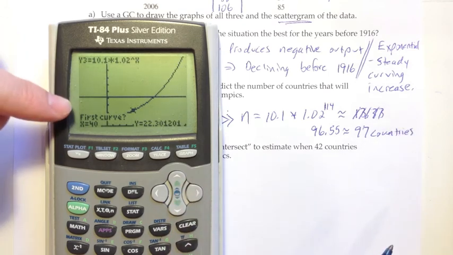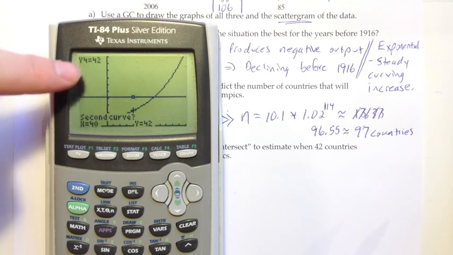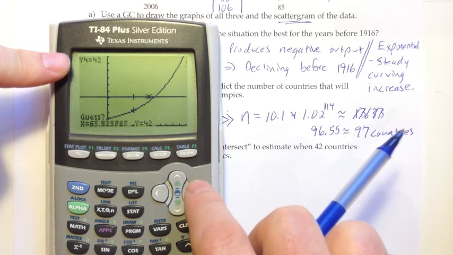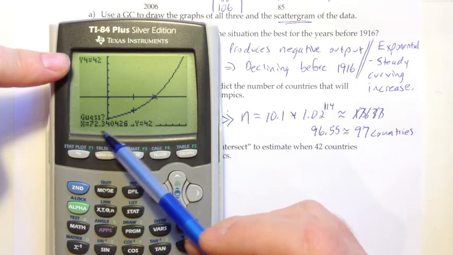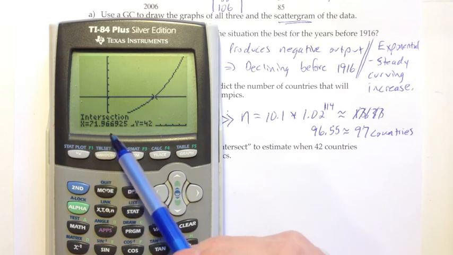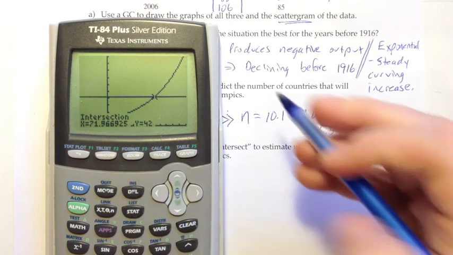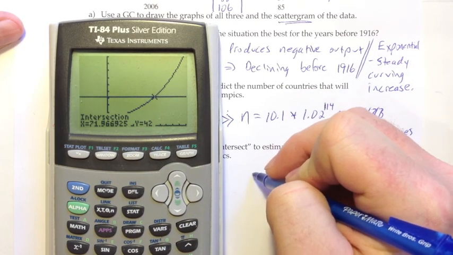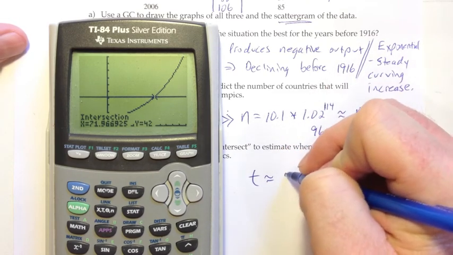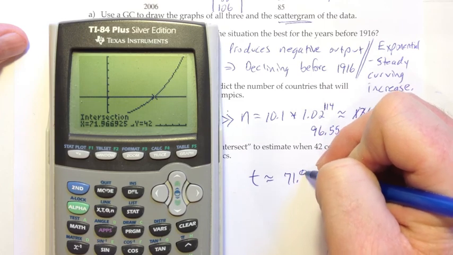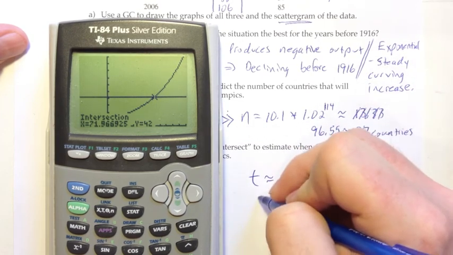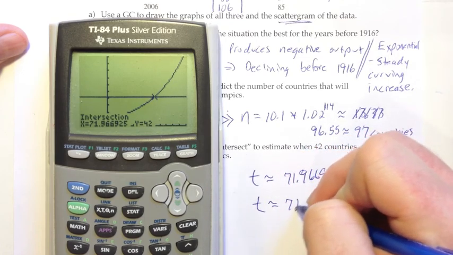So is this my first curve, the exponential? Yes. Is this line my second curve? Yes. And then for my guess, the intersection looks like it's right around there, so around 72. I'll press enter, it'll zoom in on that. 71.966925 is their estimate. It's saying x, but I know my input variable is t, so t is around 71.966925, and then rounding that to the nearest year, that'd be approximately 72.